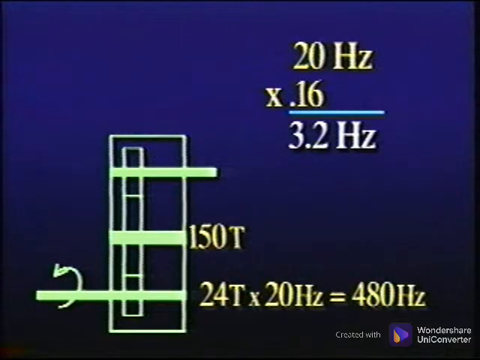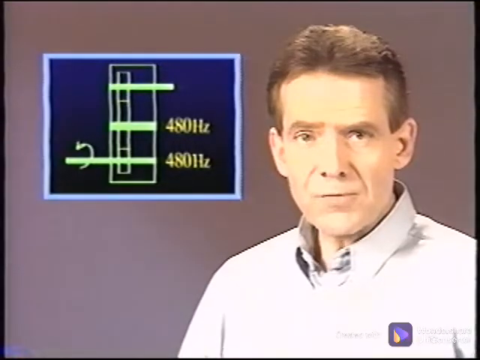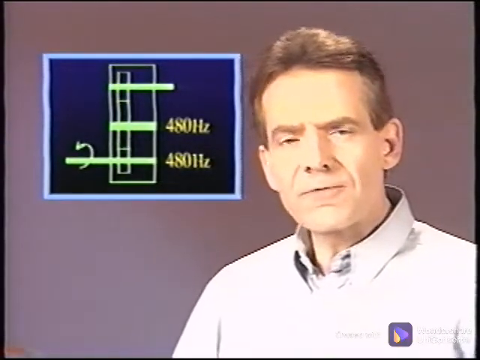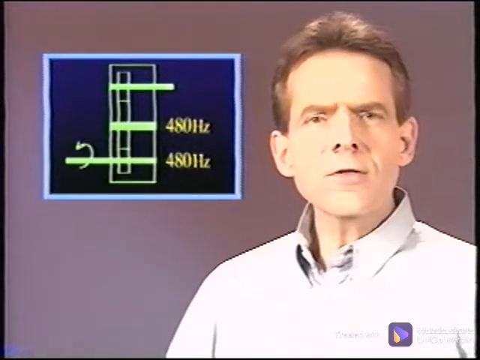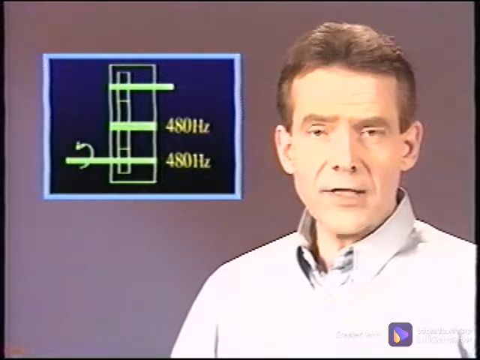Remember that gear mesh frequency is simply shaft speed times the number of teeth on the gear. So 150 teeth times 3.2 hertz yields 480 hertz. Notice that this is the same gear mesh frequency as calculated for the first shaft. It is important to note that the gear mesh frequency will be the same throughout the gear train, where each shaft only has 1 gear on it.